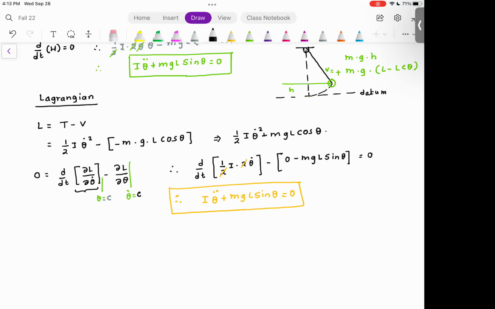Your change in L over your change in theta dot. You mean L? Yeah, L is the Lagrangian. The Lagrangian is the difference between the kinetic energy T and the potential energy V. The second part is dL over d theta, where L is this big expression. I have taken the partial derivative with respect to theta dot, minus the partial derivative of L.